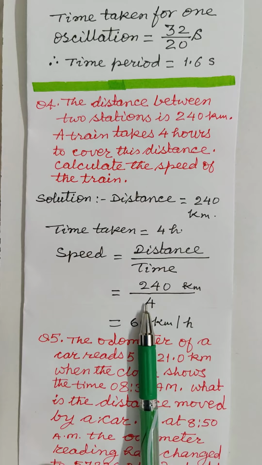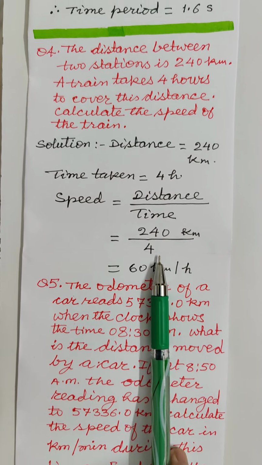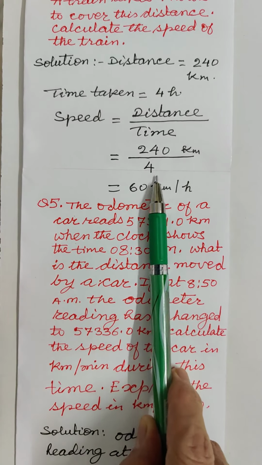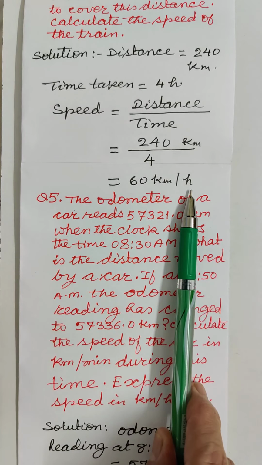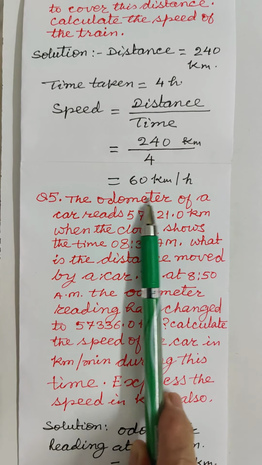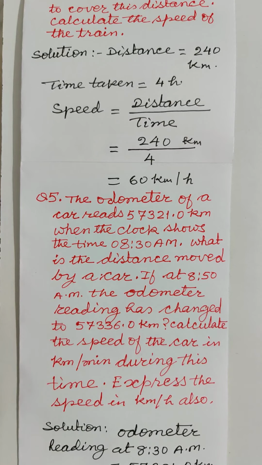Distance is 240, time is 4 hours. 240 is divided by 4. This way we shall get 60 km per hour. So the speed of the train is 60 km per hour.